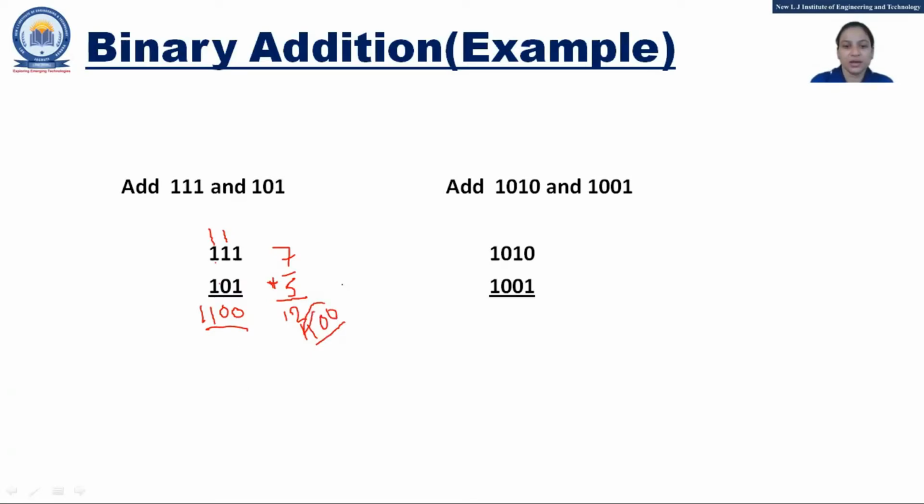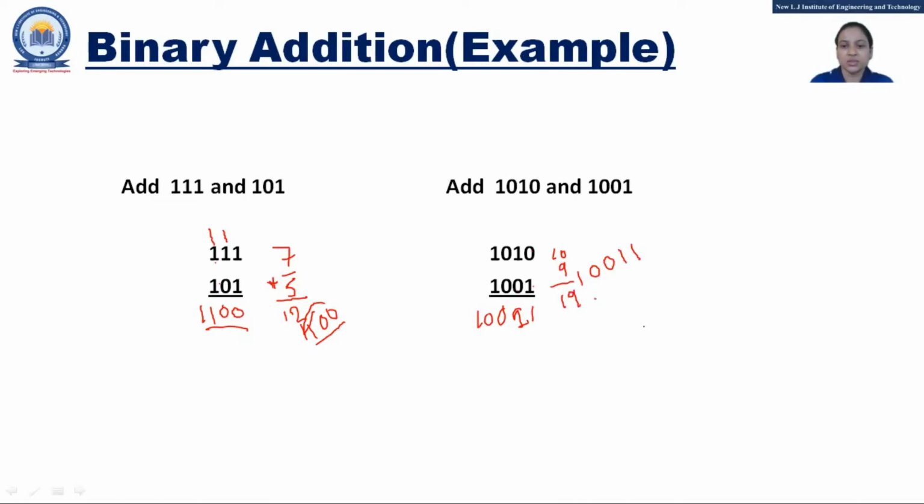Now let's take another example. 0 plus 1 is 1, 1 plus 0 is 1, 0 plus 0 is 0, and 1 plus 1 is 1 0. So the answer is 1 0 0 1 1. Here the first number 1 0 1 0 is our 10, and 1 0 0 1 is our 9. So the answer in decimal is 19.